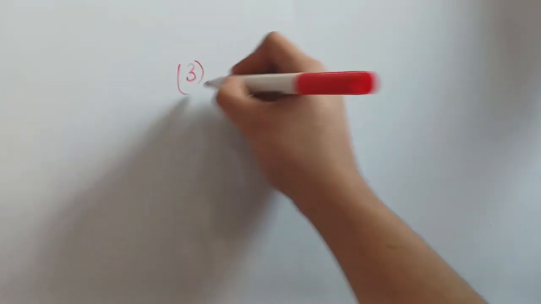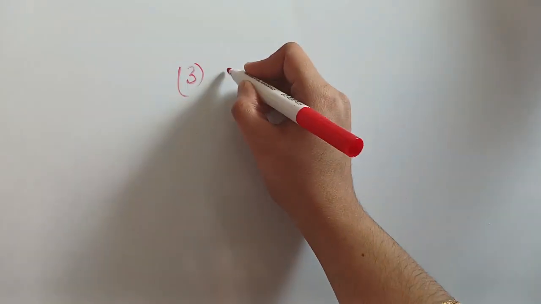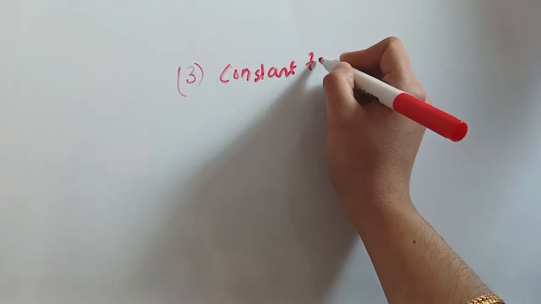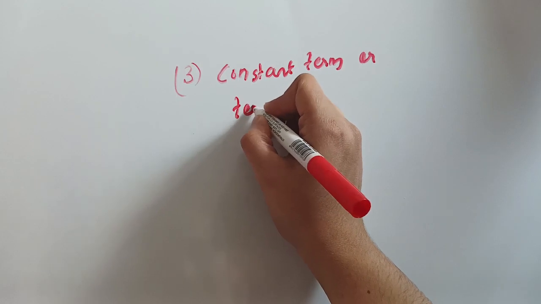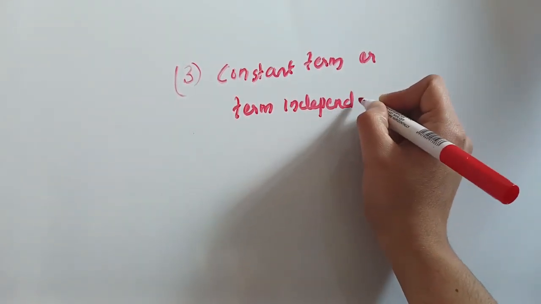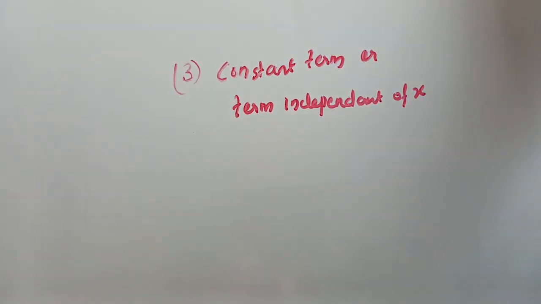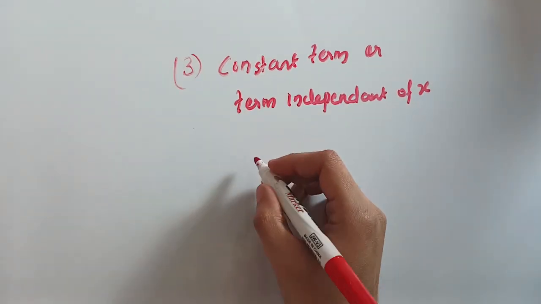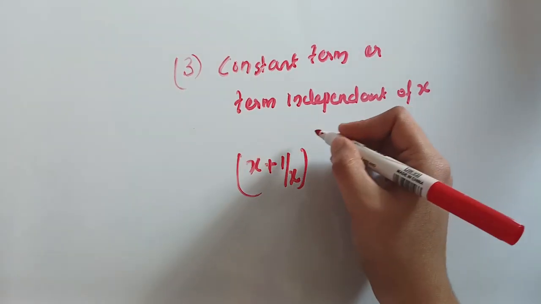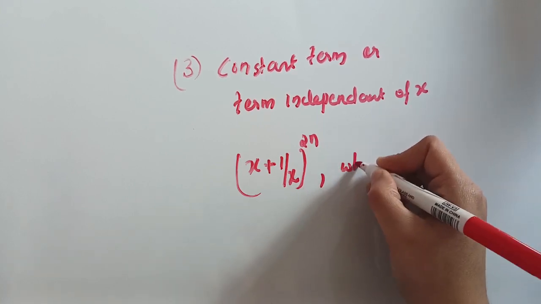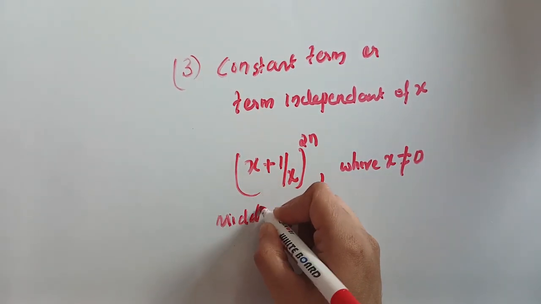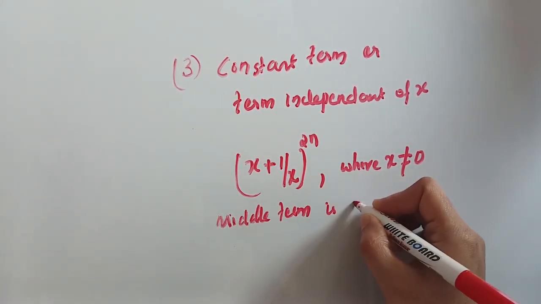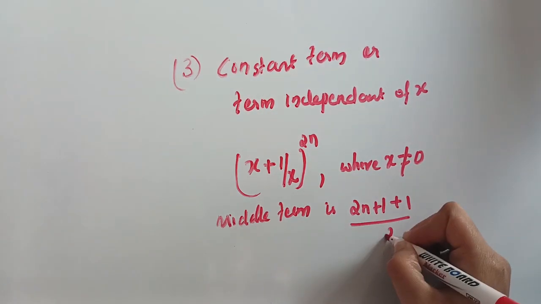Also, we have another term, that is the term independent of x, or constant term. Besides the middle term and general term, we also have the constant term, or term independent of x. We can see that in the expansion of (x plus 1 by x) raised to 2n, where x is not equal to 0, the middle term is the (2n plus 1 plus 1) by 2 th term.